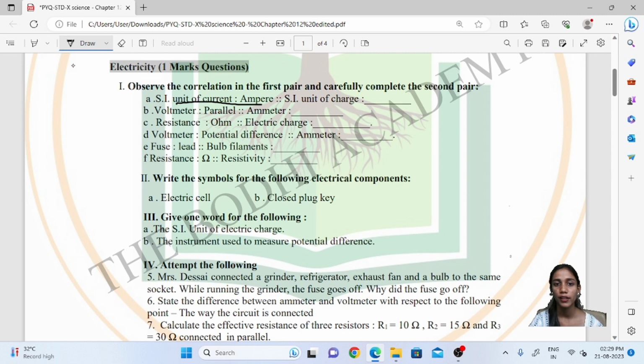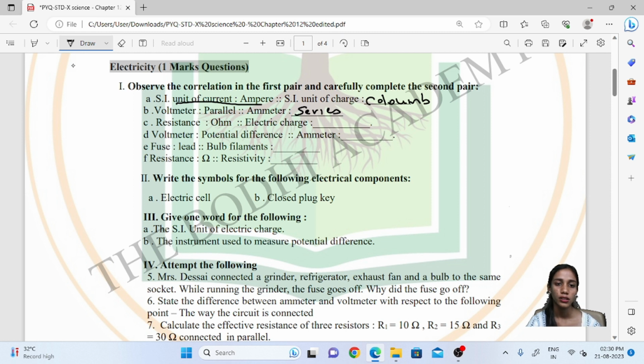Okay, so over here SI unit of charge. What is the SI unit of charge? SI unit of charge, we know that it is coulomb. Okay, so the answer over here is coulomb. Now the second, voltmeter is connected in parallel arrangement. Ammeter is connected in series.